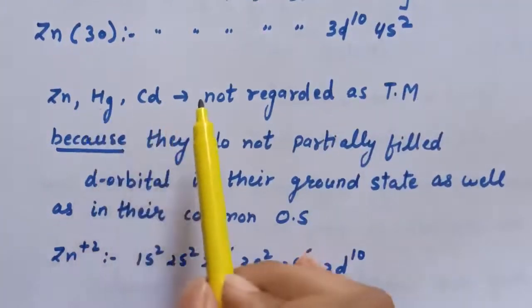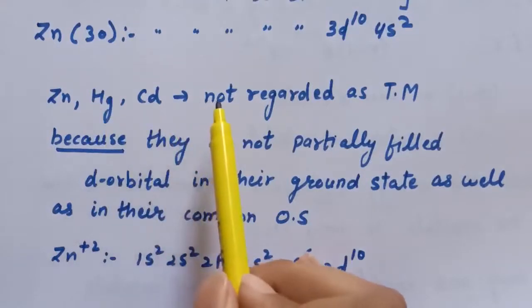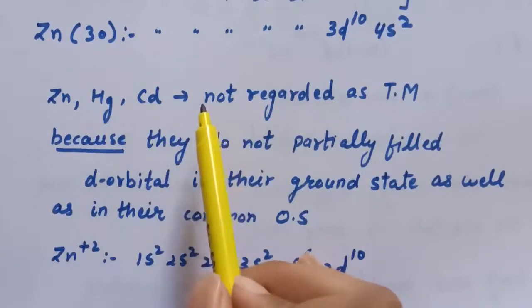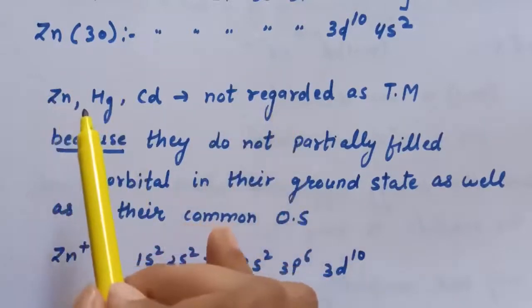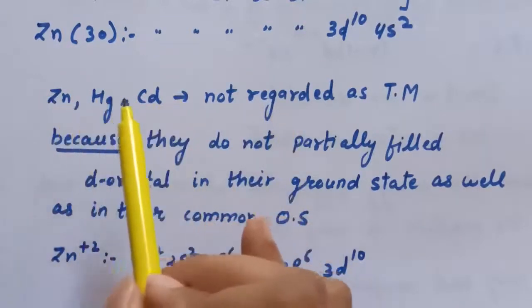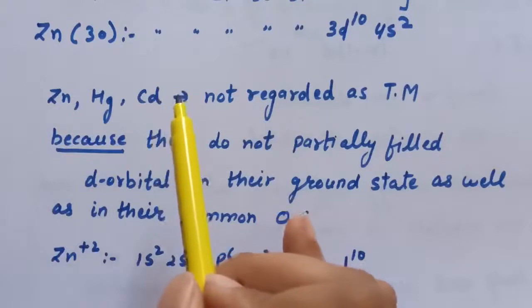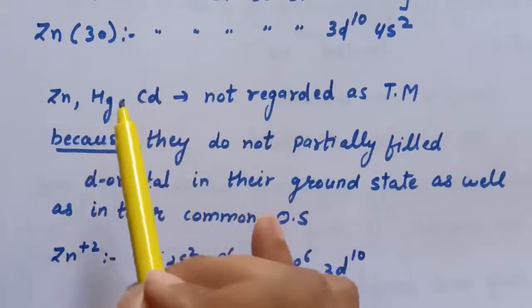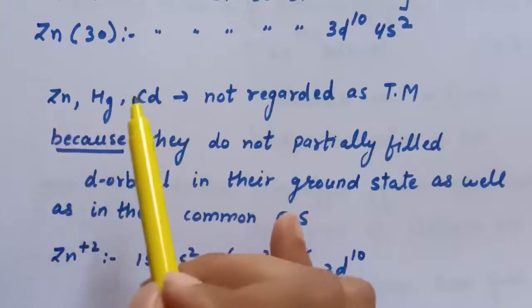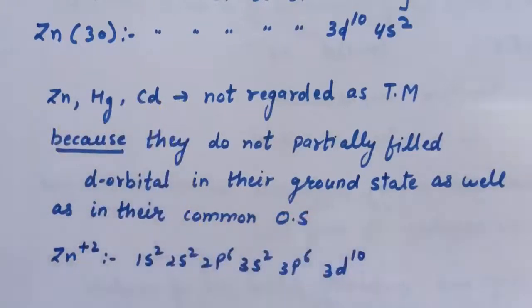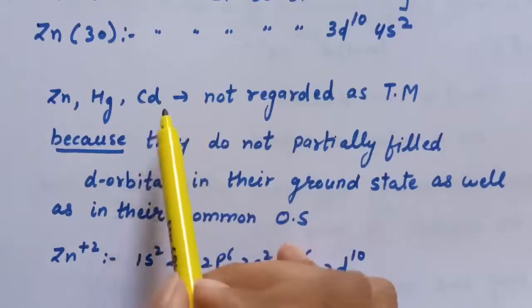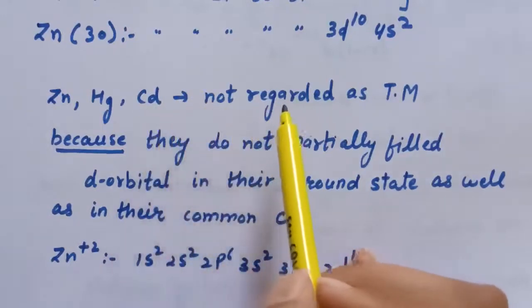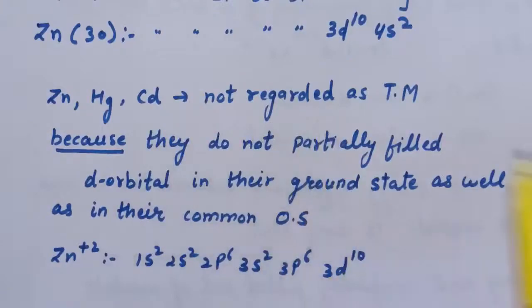However, being the end members of the 3d transition series, their chemistry is studied along with the chemistry of transition elements. So these three, zinc, cadmium and mercury, are not regarded as transition elements, but being the last members of the transition series, their chemistry is studied along with the chemistry of the transition metals.